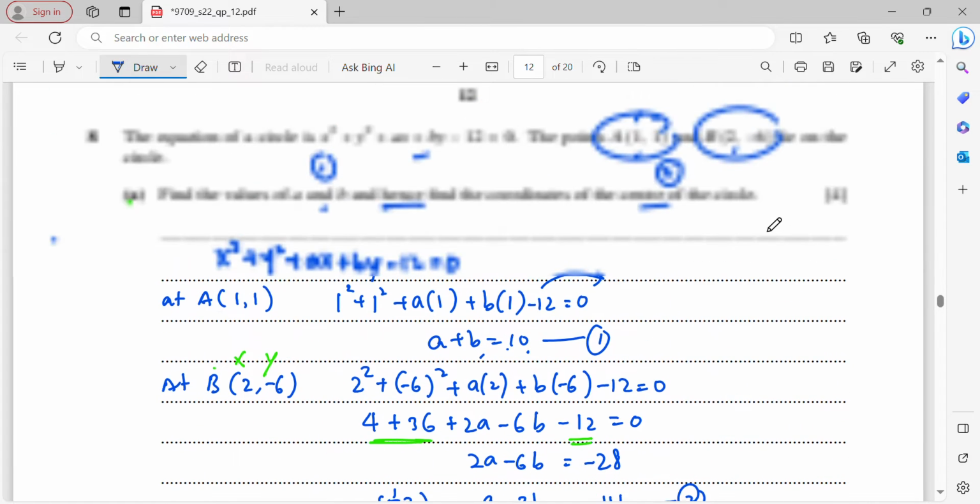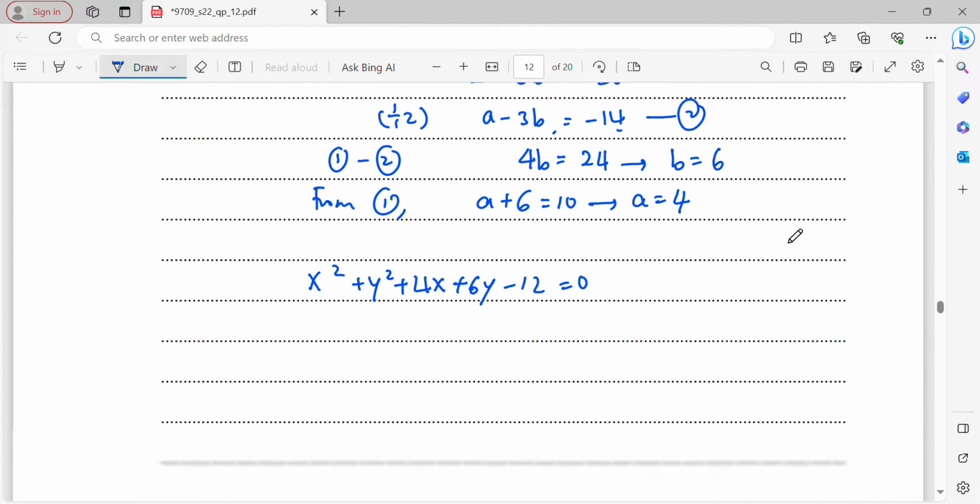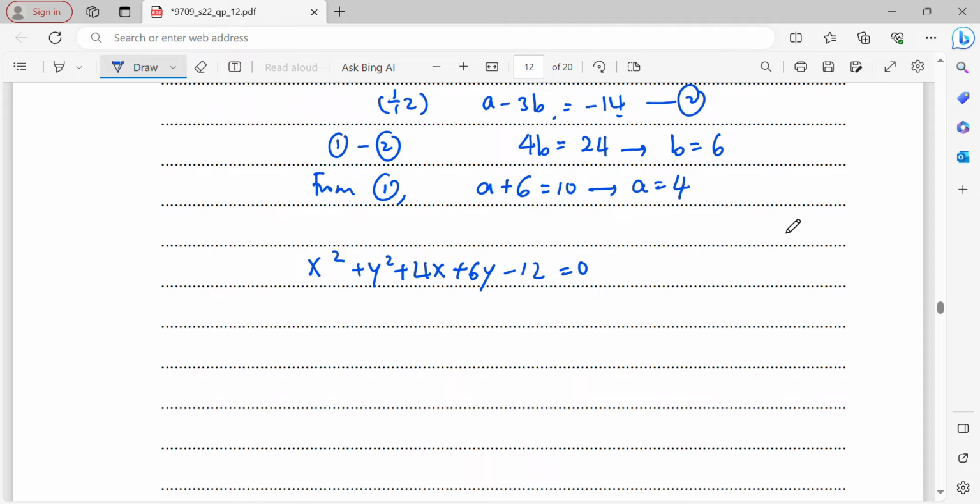So to get the center, we need to complete the square. Okay, so I rearrange first: x squared plus 4x, then plus y squared plus 6y. The 12 moves to the other side.